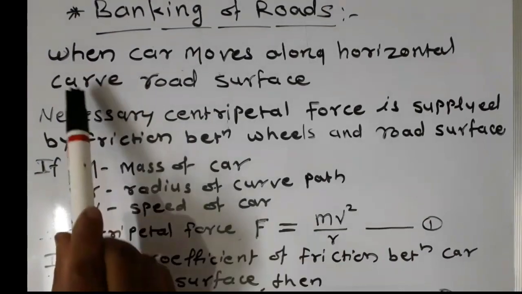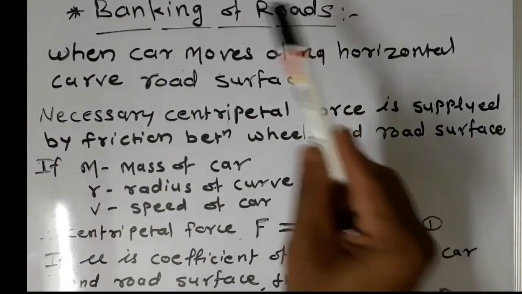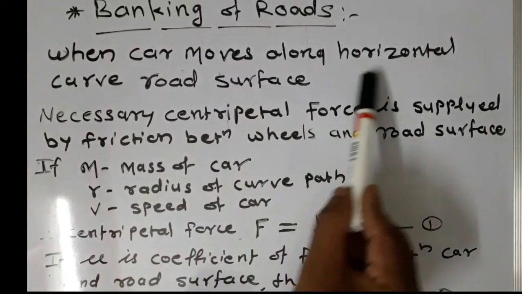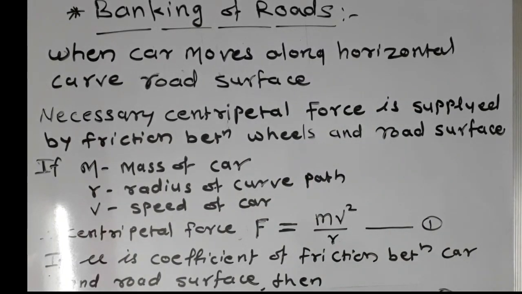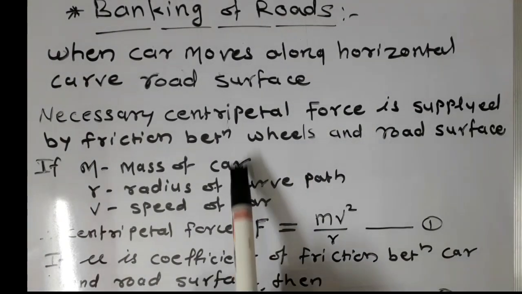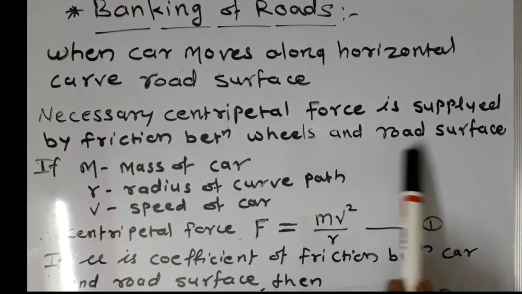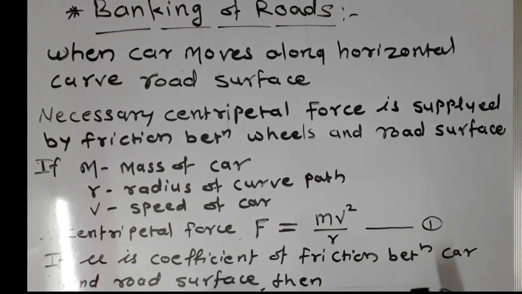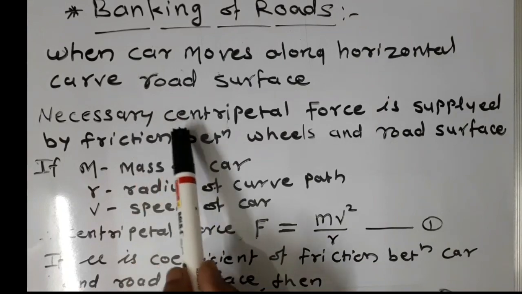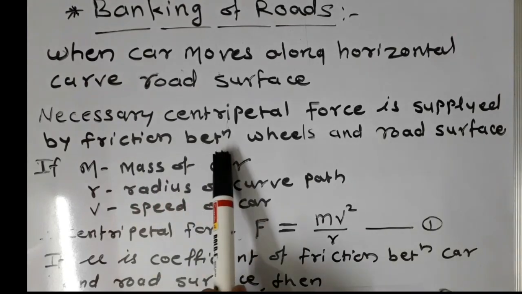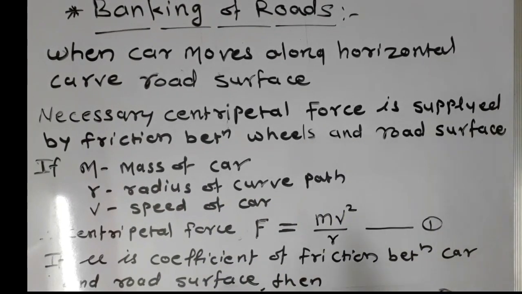Suppose that the car moves along a horizontal curved road surface, not a straight line. What will happen? The necessary centripetal force is supplied by the friction between the wheels and the road surface. When the car moves along the horizontal curved surface, a centripetal force is required, and it is given by the force of friction between the car and the road surface.